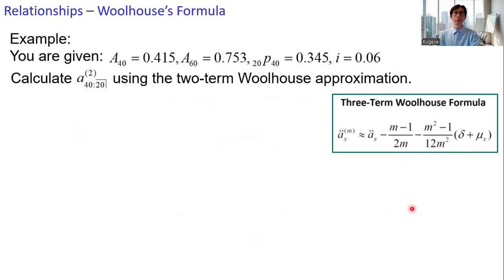The next example, you are given the present value of a whole life insurance A40, 0.415, A60, 0.753, and the survival probability 20p40 is 0.345. The interest rate 6%. And you are asked to calculate the annuity payment, m equals 2, for a 20-year temporary annuity immediate at age 40, using the two-term Woolhouse approximation.